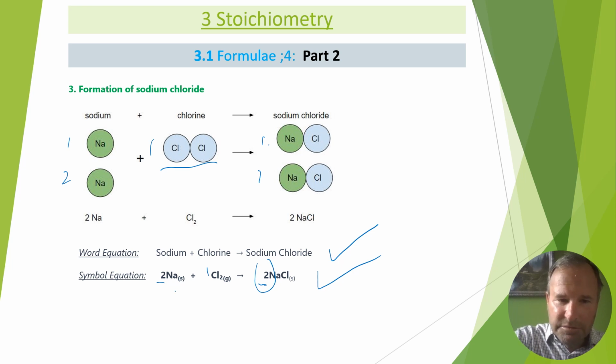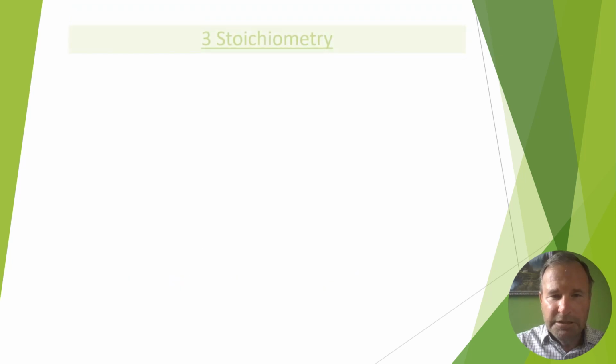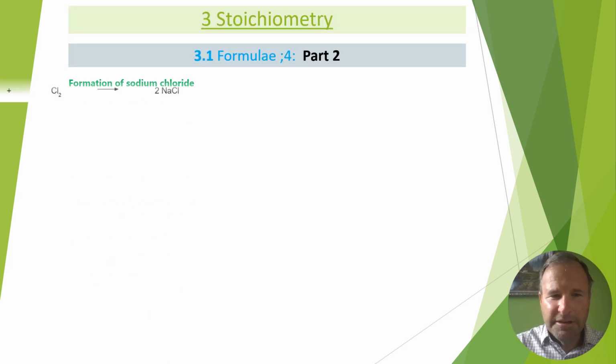We've got state symbols, what they are. As a reactant, sodium is a solid metal reacting with chlorine gas to give you the ionic solid sodium chloride, 2 of them. Here's an explanation, a bit more detail.